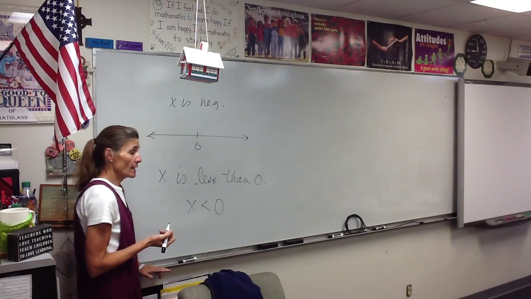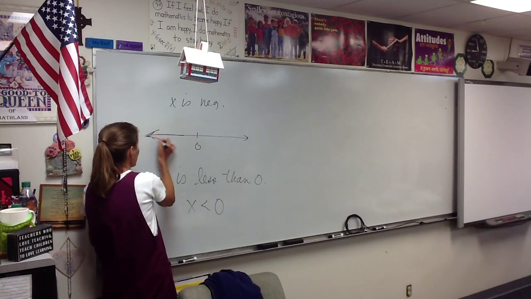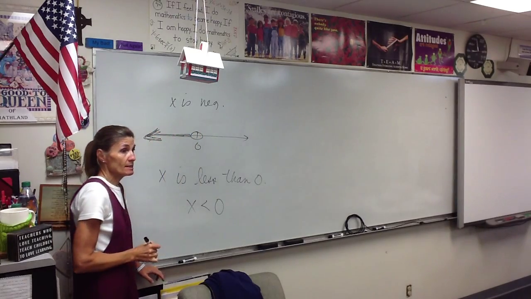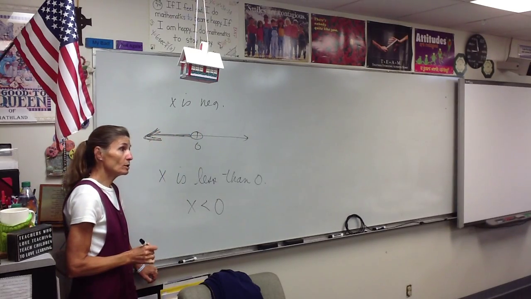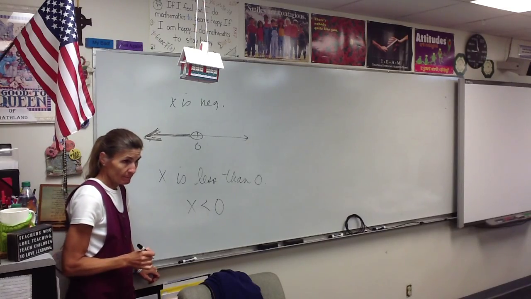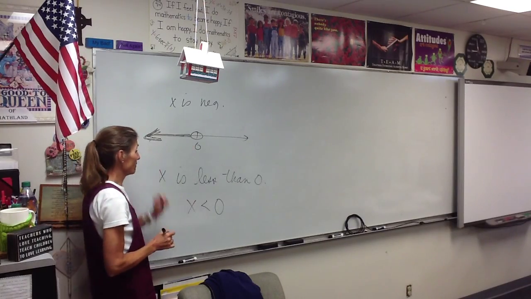Now what would that look like on the number line? It's going to be all this shaded in and an open circle at 0. We wouldn't want to include 0 because 0 is not negative. Just the numbers to the left of 0.